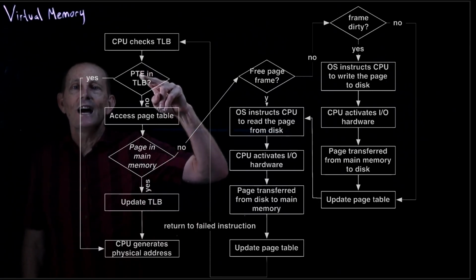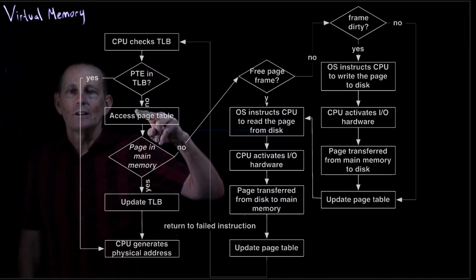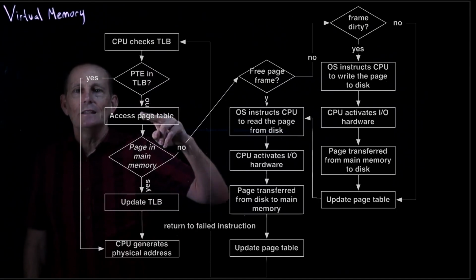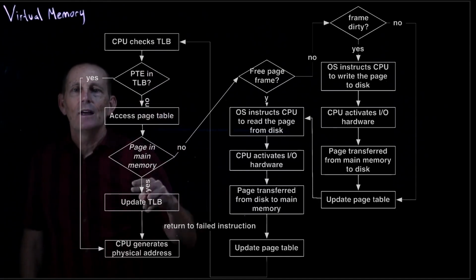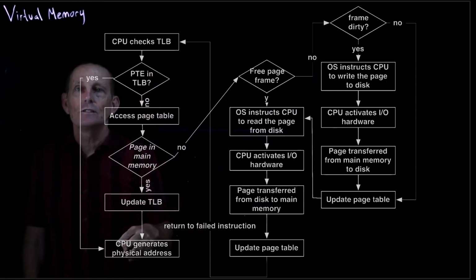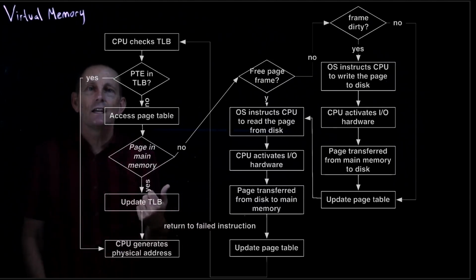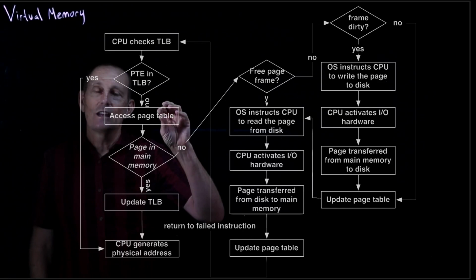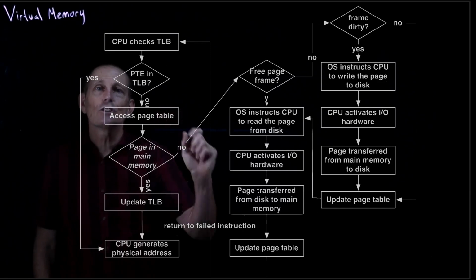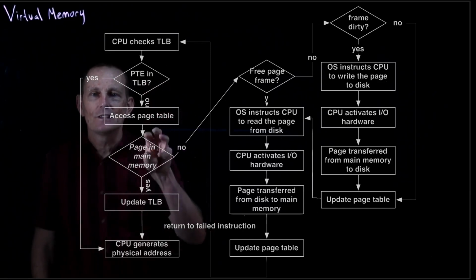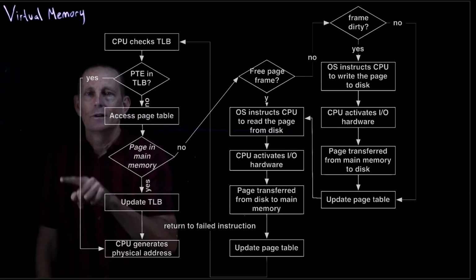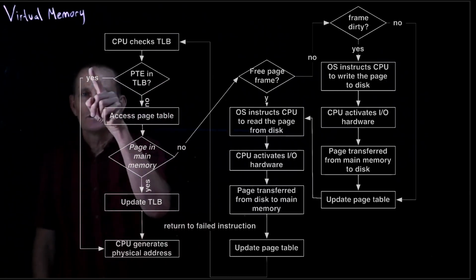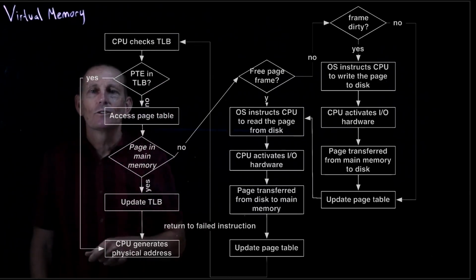If the page table entry is not in the TLB, then it goes and looks at the page table. And if the page is in main memory, then the TLB gets updated, and again, it generates the physical address. So this is the case where the page is in physical memory, and the TLB just didn't happen to have a cache entry referring to it. This is a slightly slower path than if it were in the TLB. Most of the time, the TLB is going to work. We get a high hit rate because of spatial and temporal locality.